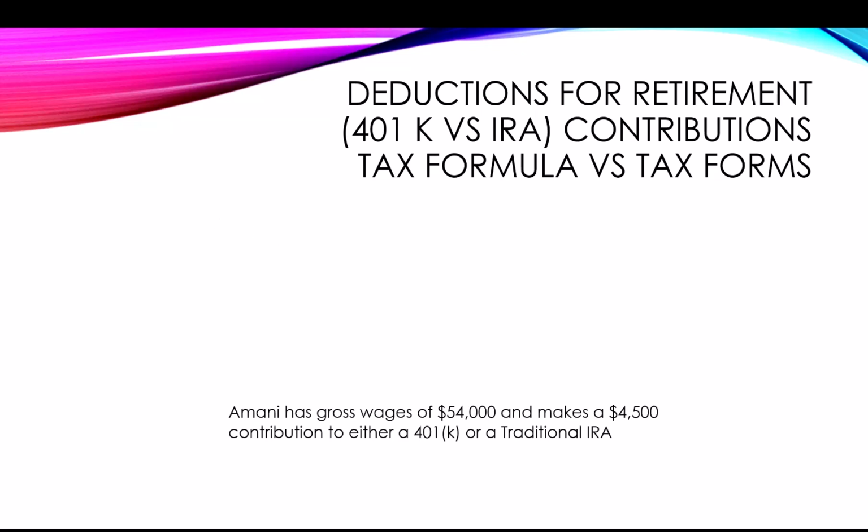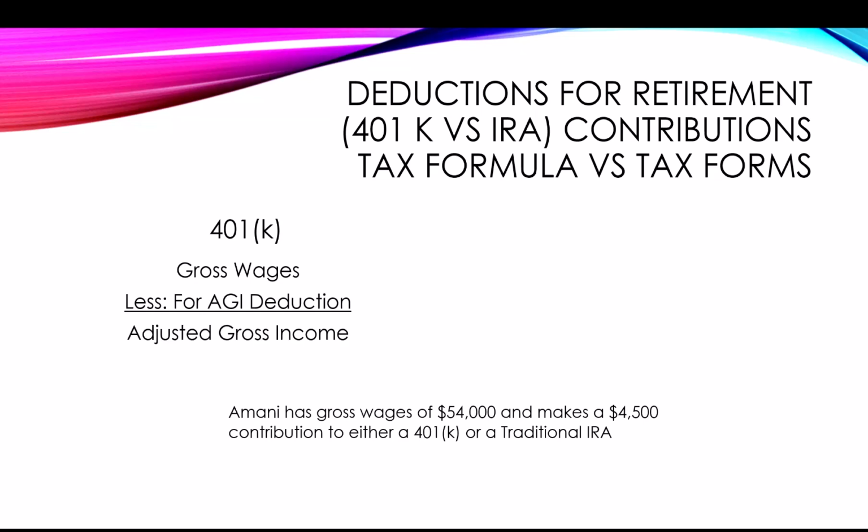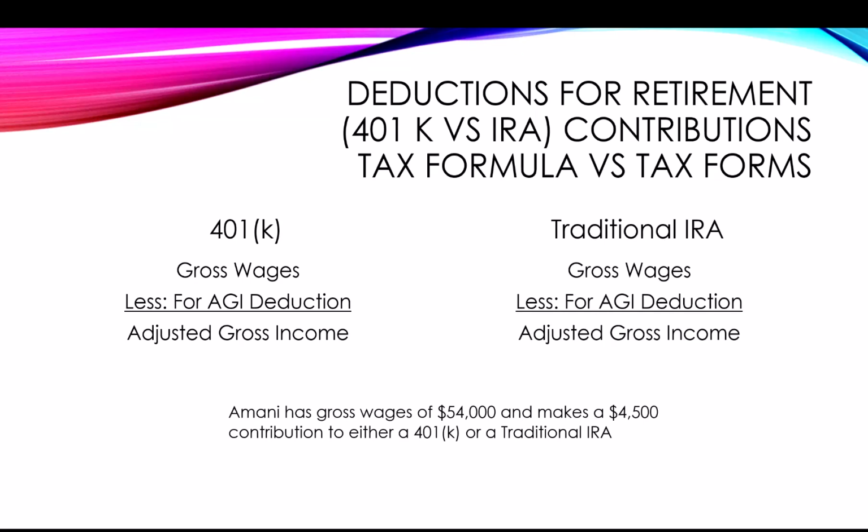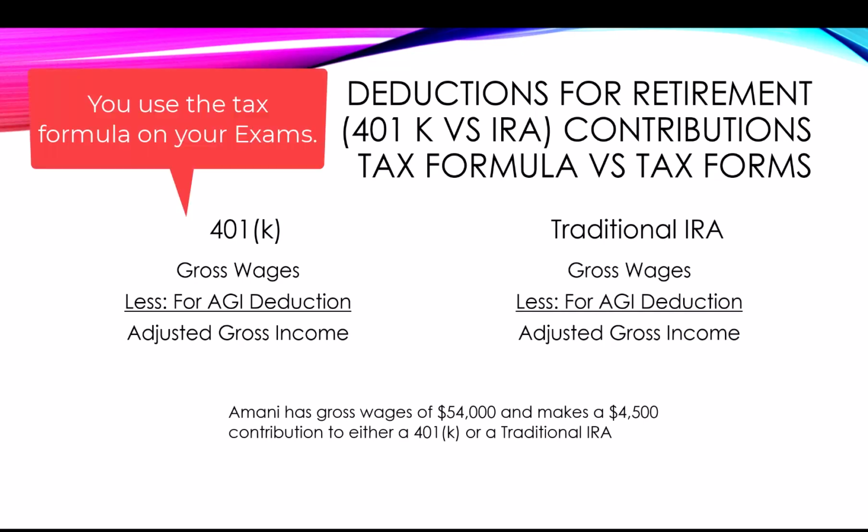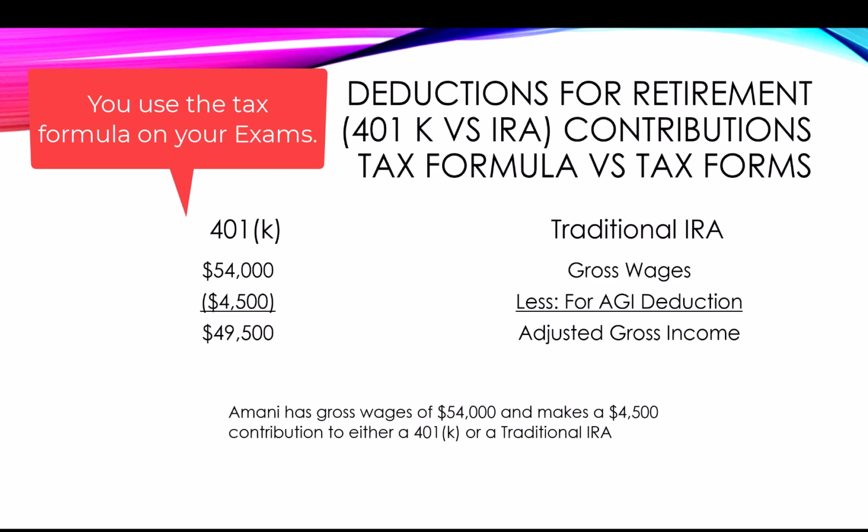We can use the tax formula to see the tax benefit. In the case of the 401k, he would take his gross wages, take a for AGI deduction, and then arrive at his adjusted gross income. The tax formula looks the same in the case where he contributes to a traditional IRA. So let's work through this example. We'd take Imani's gross wages of $54,000 and subtract off $4,500 as a for AGI deduction for his contribution to the 401k. This would leave him with adjusted gross income of $49,500.